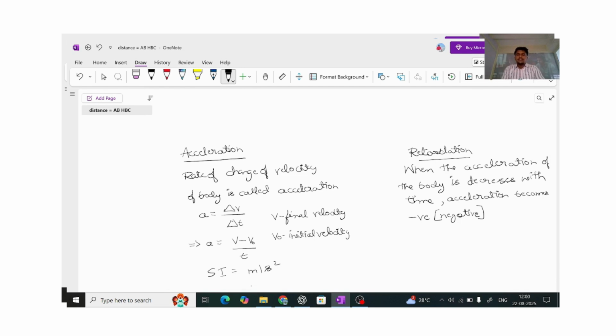On the other hand, retardation. What is retardation? Retardation means when the acceleration of the body decreases with time and becomes negative. As you know, acceleration is a vector quantity, so it can be positive, negative, or zero. When the acceleration becomes negative, we call that negative acceleration retardation.